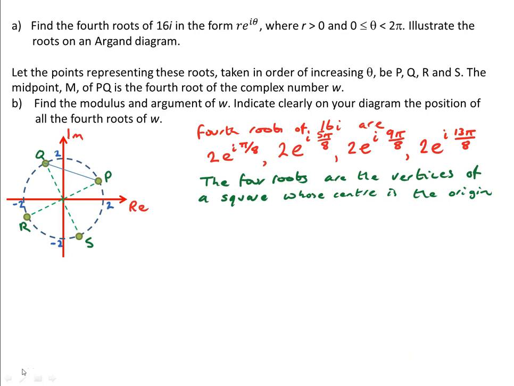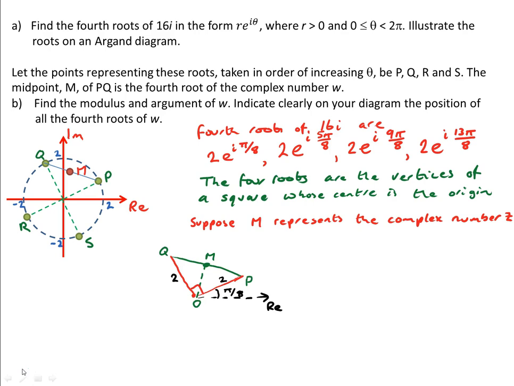Moving on to the second part of the question, we know that M is the midpoint of PQ. Suppose that point M represents a complex number Z. Then we are going to try and find the modulus and argument, first of all, of M, and then we'll try and find the modulus and argument of W, given the fact that M is a fourth root of W. So first let's consider M. What do we know about M?